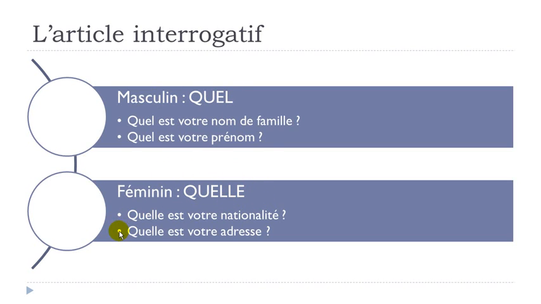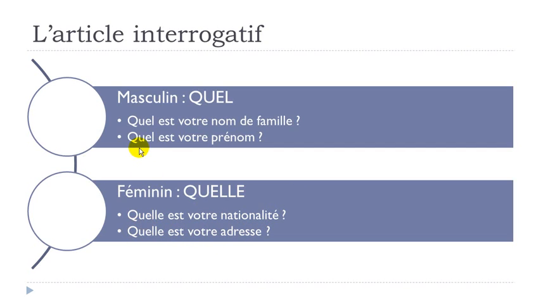Here we've got two examples. For the same reason as previously, we had nom and prénom. They were masculine words, so you will have to put this quel form at the masculine. And here, nationalité and adresse, nationality and address, are feminine words. So you will have to use this article interrogatif, quel, at the feminine form. Quel est, what is, votre, your, nationalité. What is your nationality? Quelle est votre nationalité? Quelle est votre adresse? What is your address?